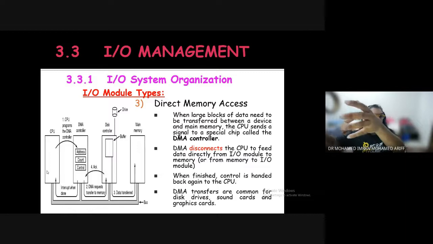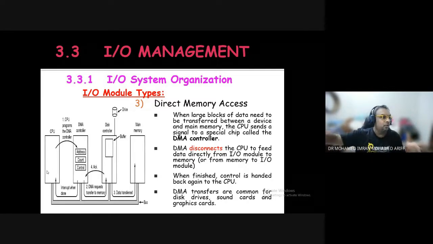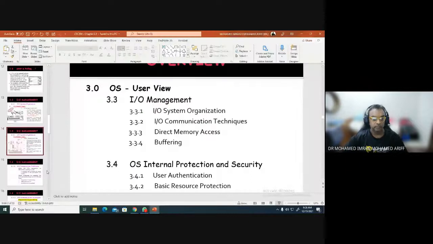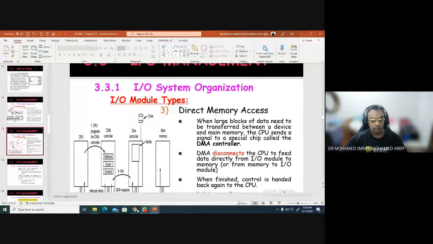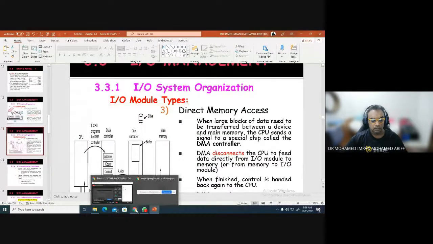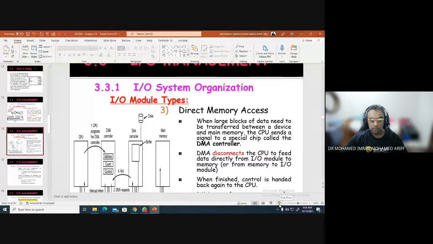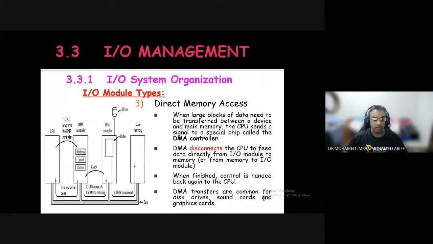For example, you download a file from UFuture, and at the same time, you can do other things. You can do your Microsoft Word, you can do Excel, PowerPoint, but in the background, you are downloading the file. No problem, keep downloading. That is what it means by direct memory access. Are you with me? Yes, sir. Any questions? Just stop me and ask me.